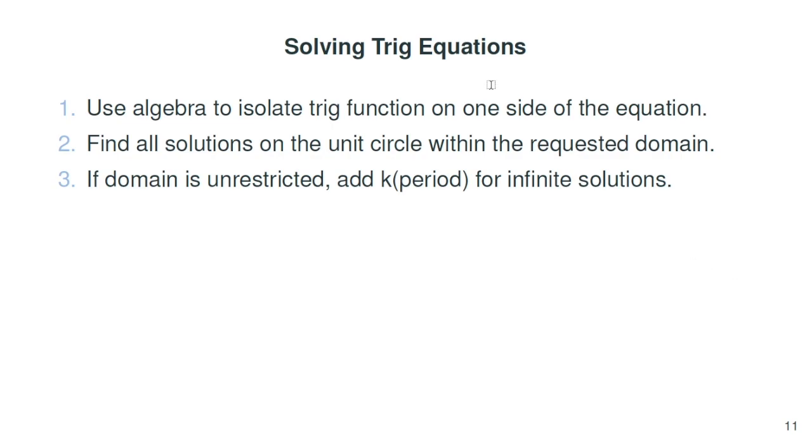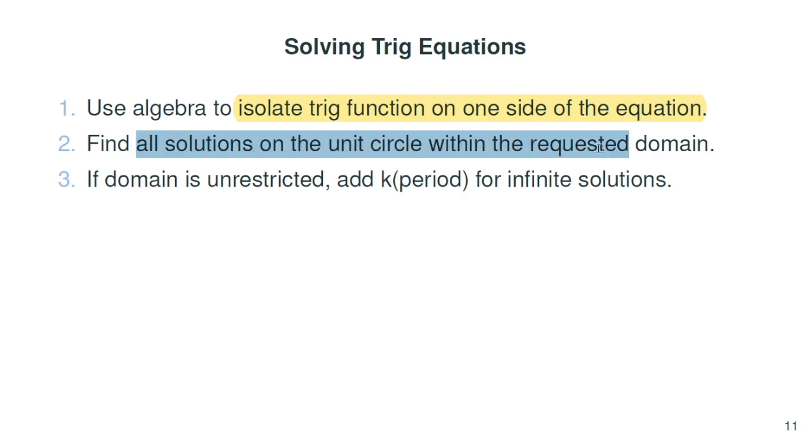So the general idea is to use algebra to isolate the trig function to one side of the equation, if possible. It's not always possible. If possible, do that, and find all the solutions on the unit circle within the requested domain. If the domain is not provided, then you need to add the period for infinite solutions. So let's look at some examples.